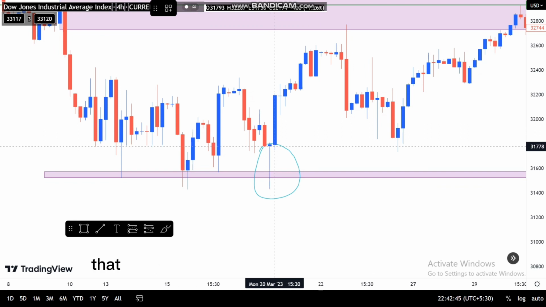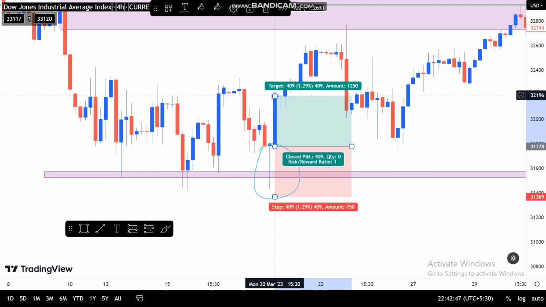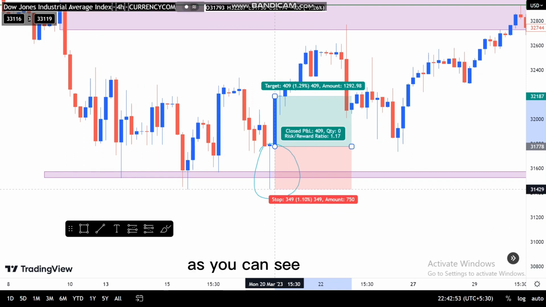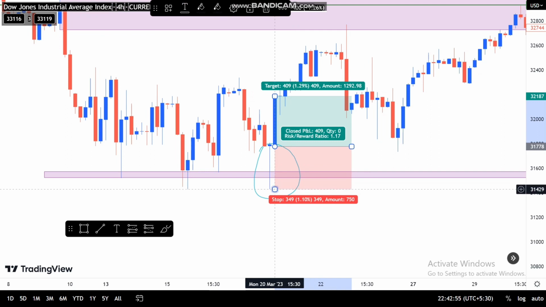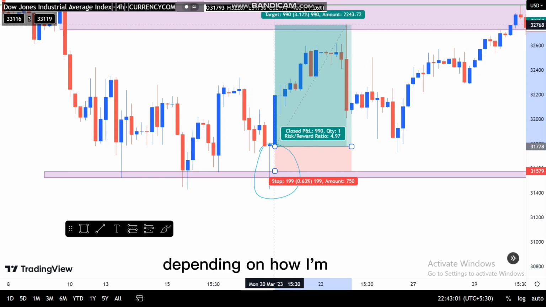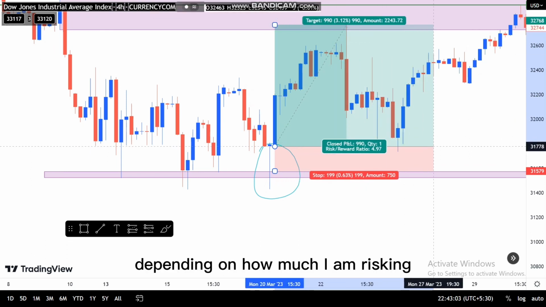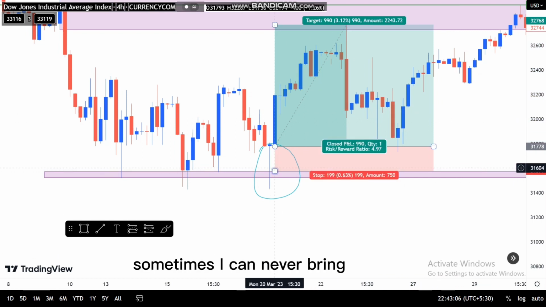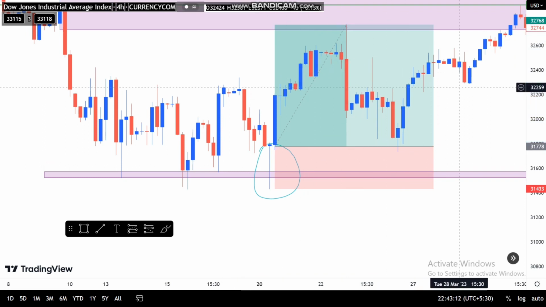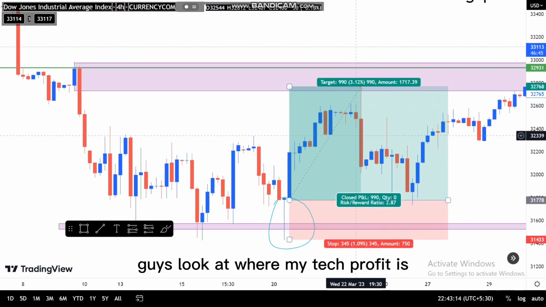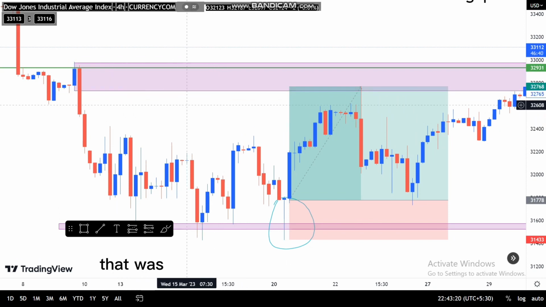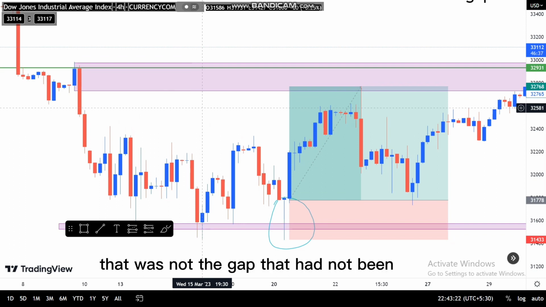I already have my confirmations that price has to fill a certain gap in the market. So I put my stop loss just below here, below there, as you can see, traders, and then put my target up here. Depending on how much I am risking, sometimes I can even bring my stop loss as low as here if I'm not risking that much. So guys, look at where my take profit is, exactly at this same line. This is a line in between the fair value gap, the gap that had not yet been filled.